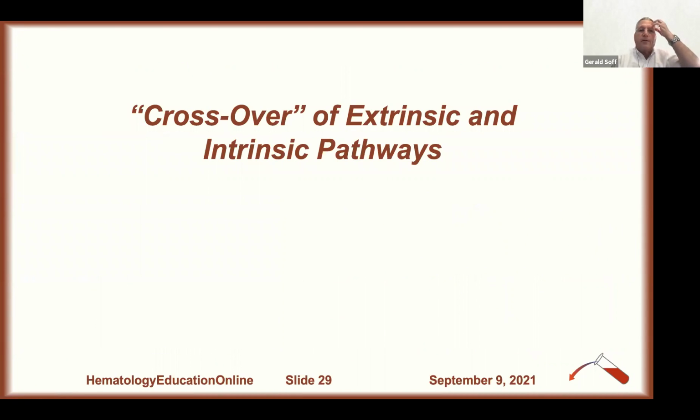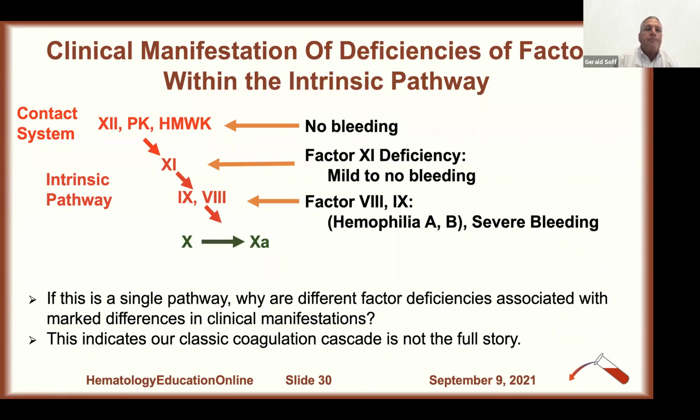Okay, now we're going to talk about the crossover, which starts to explain some of the gaps and misunderstandings. So, as I said a moment ago, the deficiencies of the contact system, factor 12, prekallikrein, and high molecular kininogen, even though they dramatically impact the partial thromboplastin time, do not result in bleeding. As a matter of fact, in the hematology world, it's famous that factor 12, named for Mr. Hageman, actually died of a pulmonary embolism, not from a hemorrhage.